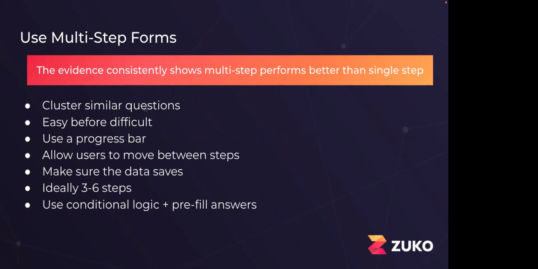But aligned to that, you need to make sure that users can move between steps. So for instance, if they get through to step 4 and realize, oh, I need to go back to step 1 because I need to change my answer, they don't want to be having to click the back button and what have you. They want to be able to click the big number 2 and go straight back to step number 2. But if you do this, and also with the back button, one of the big things with a multi-step form is make sure the data saves.